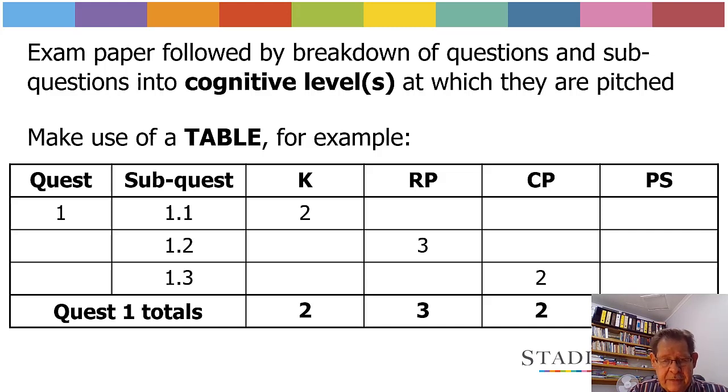And in this case, there were 3 sub-questions that form part of question 1. The first sub-question was pitched at the knowledge level, the second one at the routine procedures level, and the third one at the complex procedures level. And this question is worth 7 marks, and there you see the breakdown in the table.